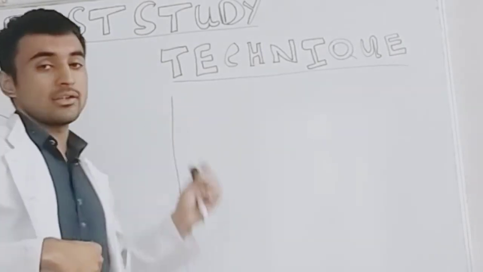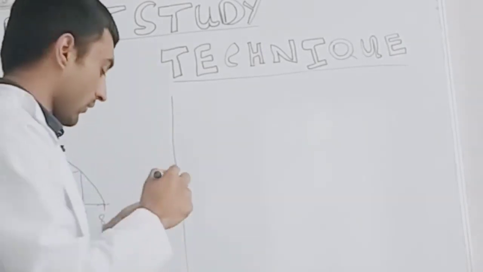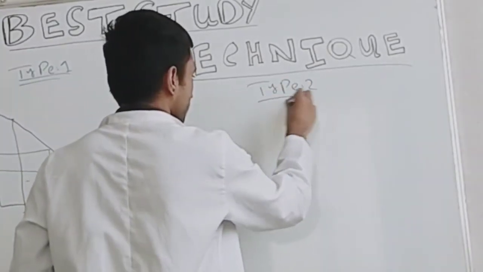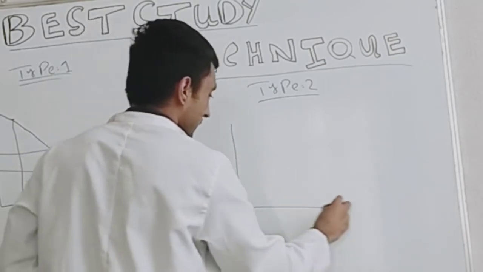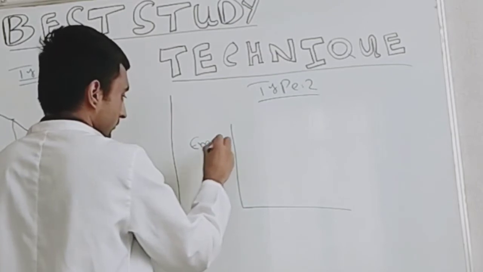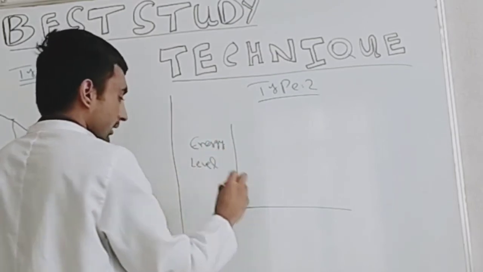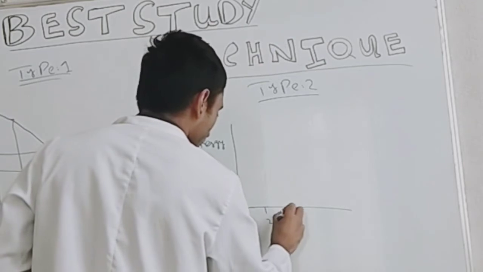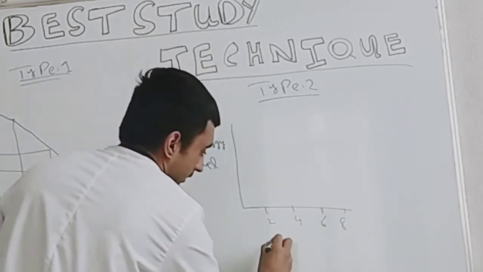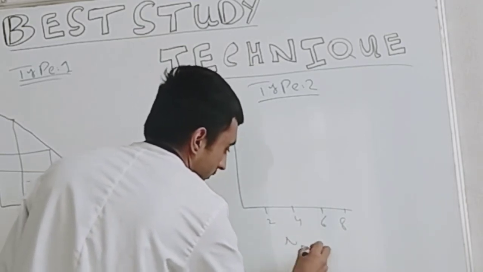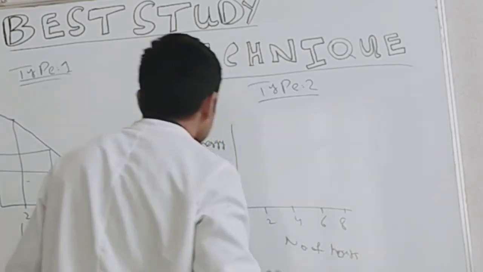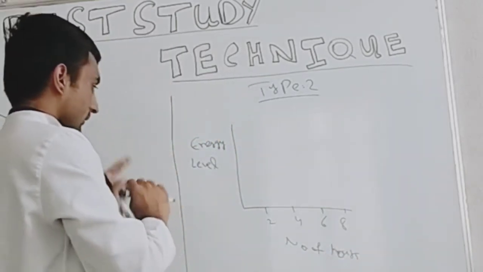Now there is the type 2 method of this study technique which a student needs to follow. Type 2 method. I will explain it by the graph again. This is the energy level, and this is the number of hours again, 2, 4, 6 and 8, and now this is the energy level.